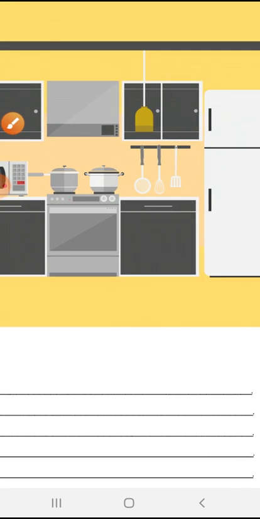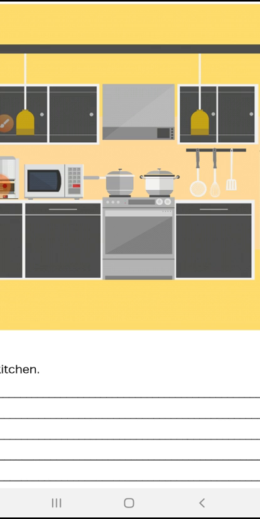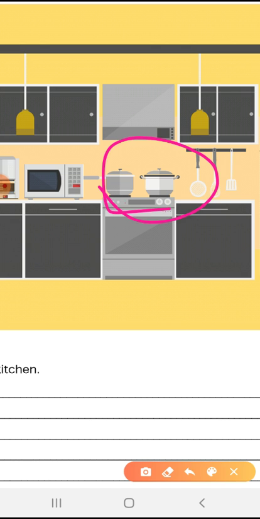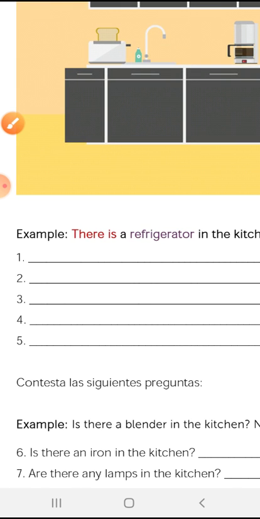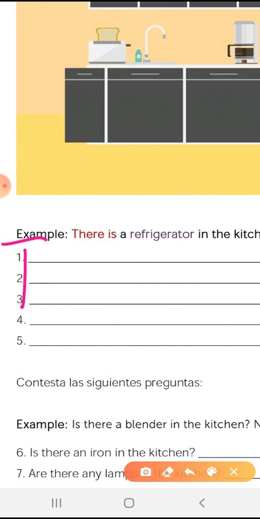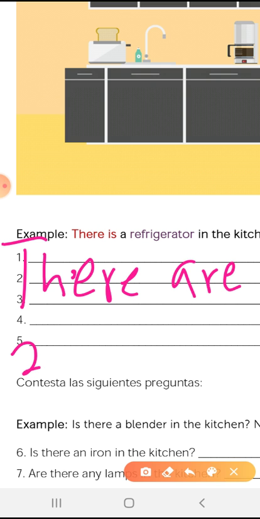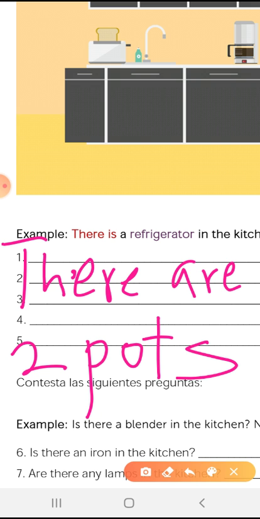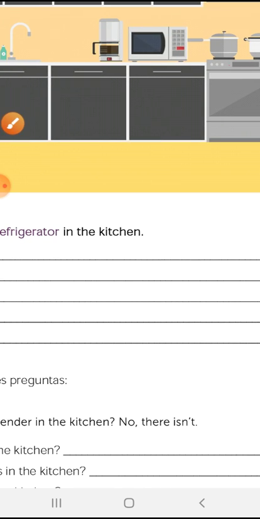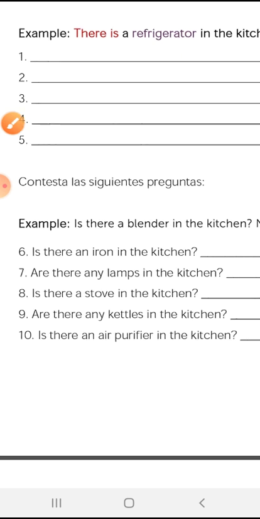One more example. Okay, we have 2 pots. Yes, we have 2 pots. So you have to write there are, porque ya es plural, ¿eh? There are 2 pots in the kitchen. Yes? Yes, see, we answered the question.